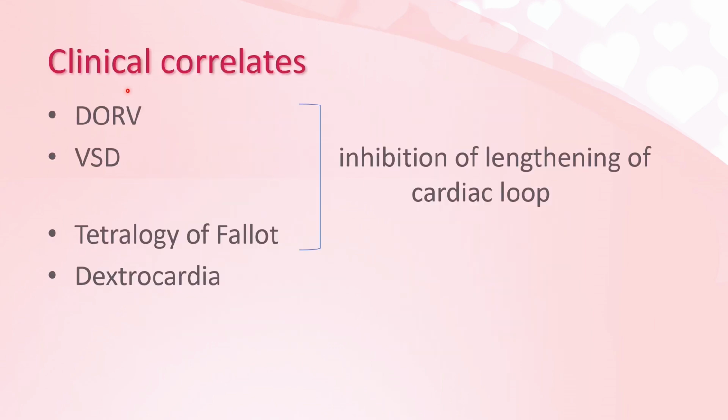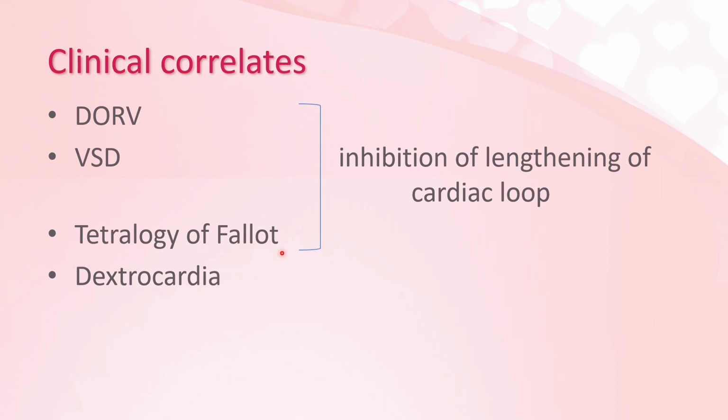There are different clinical correlates which are related to the inhibition of the lengthening of the cardiac loop. As we know, more and more cells are added from the secondary heart field, and these cells are required for lengthening of the cardiac loop as well as forming of the outflow region. So inhibition of such process leads to double outlet right ventricle. It can lead to ventricular septal defect. It can lead to tetralogy of Fallot. It can also lead to pulmonary atresia. So these anomalies are related to inhibition of the lengthening of the cardiac loop.